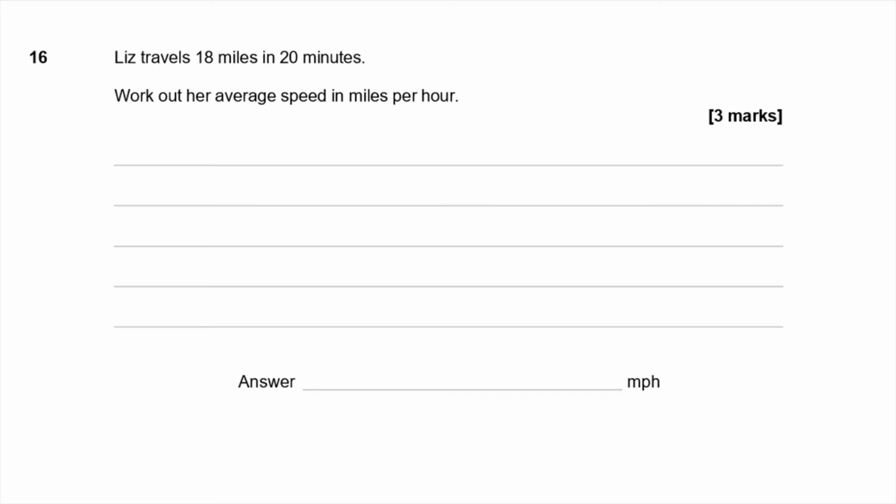Question 16. Liz travels 18 miles in 20 minutes. Work out her average speed in miles per hour. Okay, so I use another triangle for this. I use the DST triangle, distance, speed, time. To remember which way around these go, I just remember they're in alphabetical order. So distance, speed, time, DST is the order in the alphabet. Okay, so that's the triangle I'm going to be using.